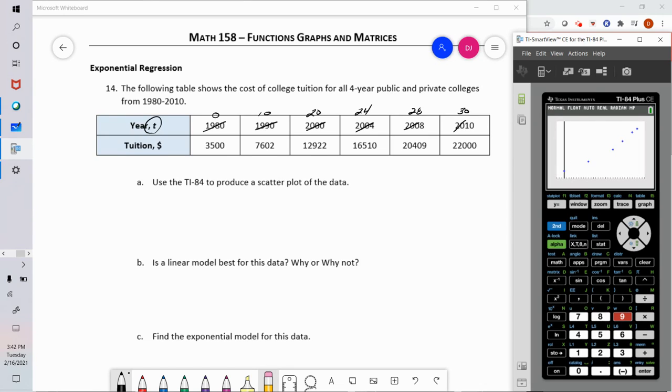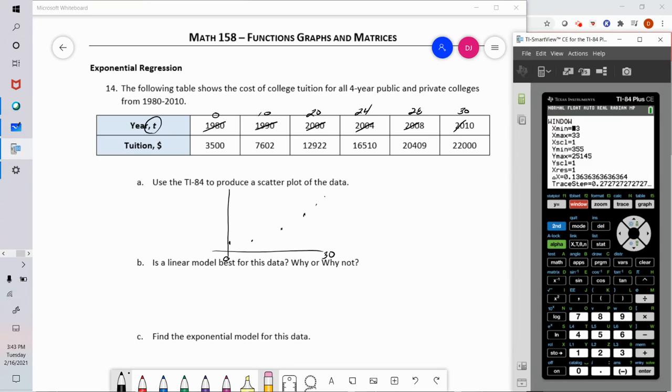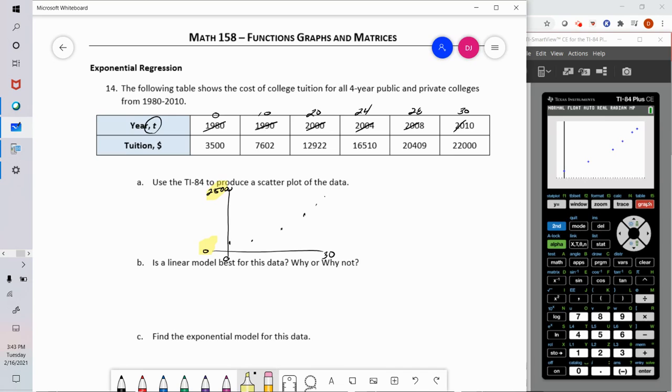Now, if I'm going to try to give some hand-drawn semblance or resemblance of that, you know, if I just say, okay, we've got like here, that's kind of what the table looks like to me. My years are going from 0 to 30. My Y value, let's look at the window, we're going from 355, let's call that 0, to $25,000. Okay, so I do need to have some scale on here.